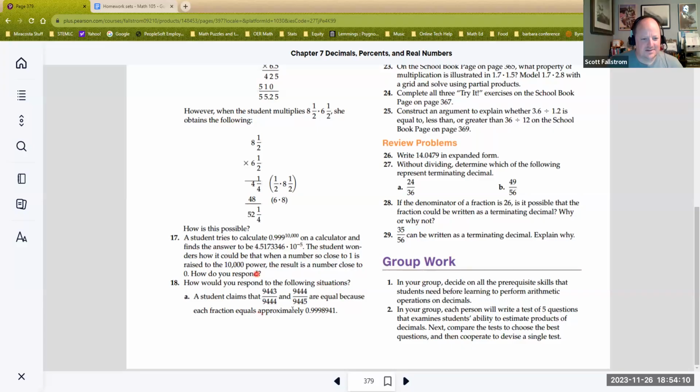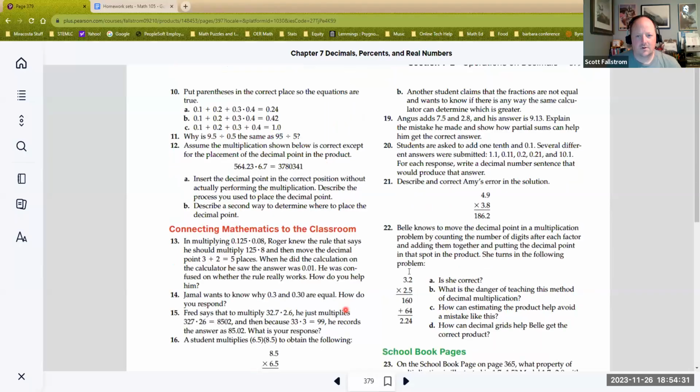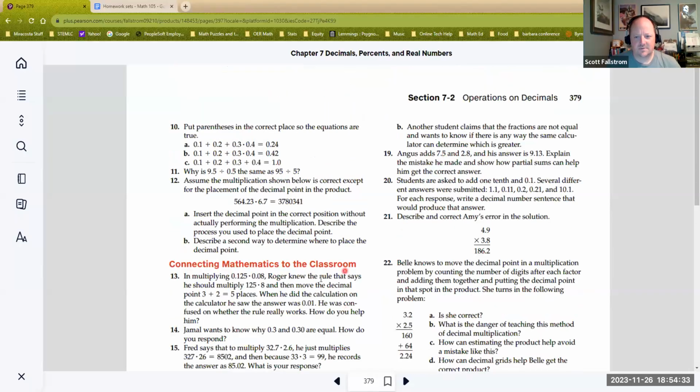I didn't assign 17 and 18. I think I have in the past. I know I've assigned 18 in the past because these are two numbers that appear to be equal when you put them in the calculator, but you should know that these are not equal. There are ways to tell which one's bigger, even though your calculator may not be able to handle that. And I think that's what's going on there.